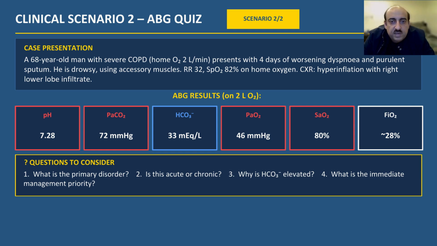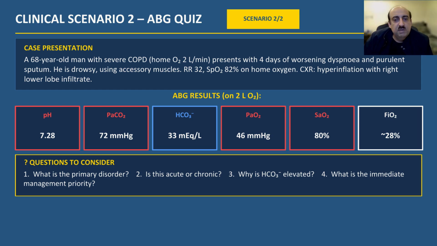And the second scenario, a 68-year-old man with severe COPD on home oxygen, LTOT, 2 liters per minute via nasal cannula, presents with a 4-day history of worsening dyspnea and purulent sputum. He is drowsy, using accessory muscles, tachypneic at 32, saturation is 82% on home oxygen. Chest X-ray shows hyperinflation with right lower lobe infiltrate. Blood gas results on inspired oxygen of 2 liters nasal: pH 7.28, CO2 72, bicarb 33, O2 46, SATs 80% on inspired oxygen of 28%.